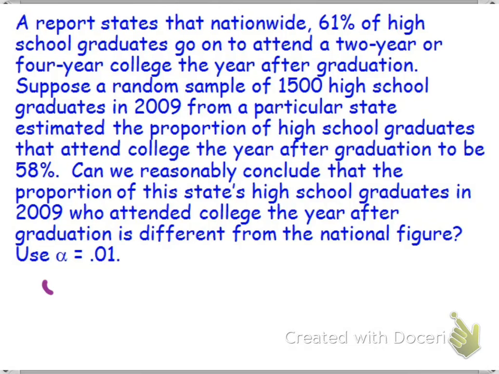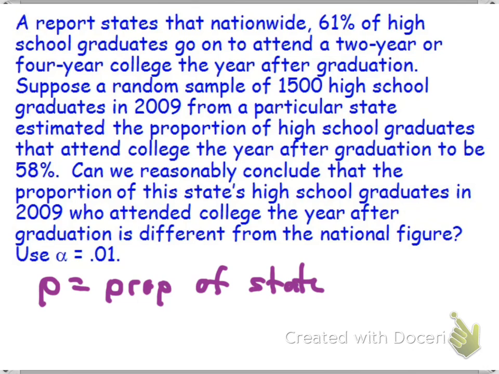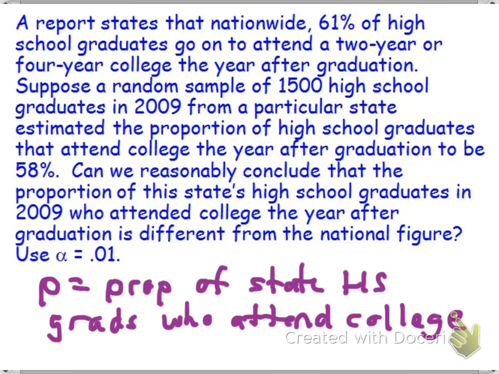So let's look at a second problem here. This one is about graduation rates. We're comparing one particular state's graduation rates to the entire country. Here we see that the national proportion is 61%, and in this particular state it is 58%. So the population of interest is the proportion of students in this particular state who graduate high school and attend college. That's what we're looking at here. And we want to know if this state is somehow different than the rest of the country. So let's walk through all the procedures here.